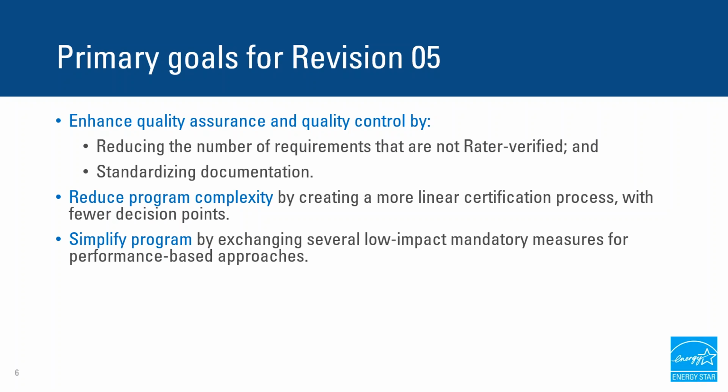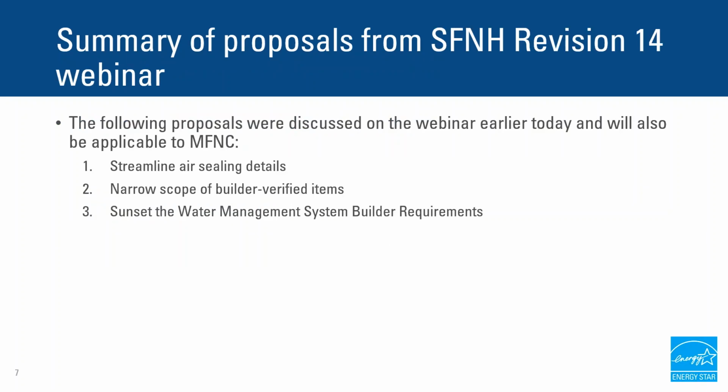Okay, so those are the primary goals for the revision, and I'm going to briefly mention that there were a few different proposals mentioned earlier for single-family new homes that are also applicable for multifamily new construction, including streamlining the air sealing details, narrowing the scope of builder verified items, and sunsetting the water management system builder requirements. These are all similarly applicable to multifamily new construction, and for more information on these, if you weren't able to attend, please look for the recording when it is posted, most likely tomorrow.